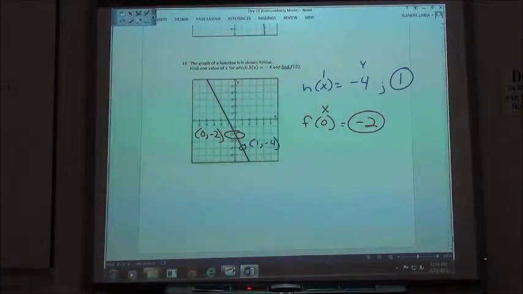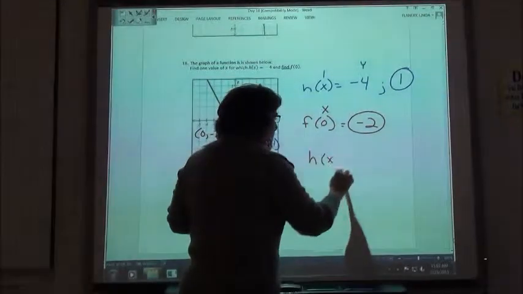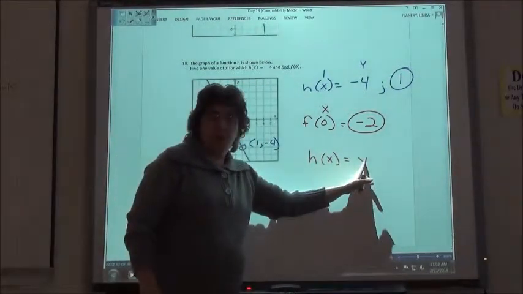So trying to get across functional notation. If h of x equals y, this is my x value, this is my y value.